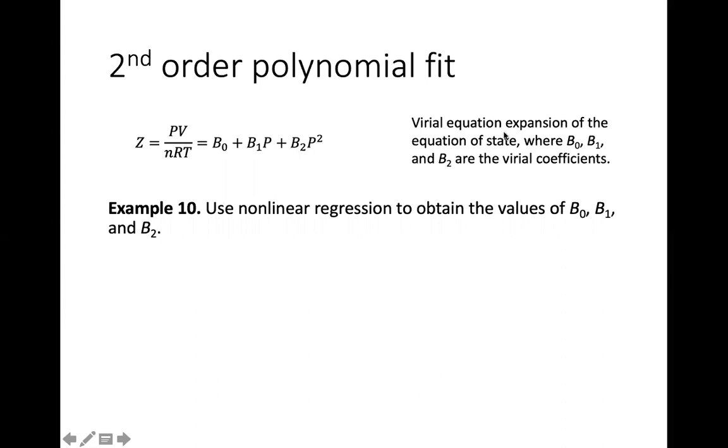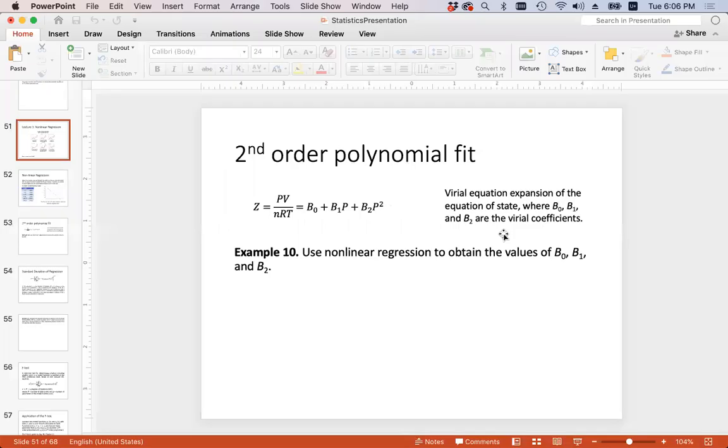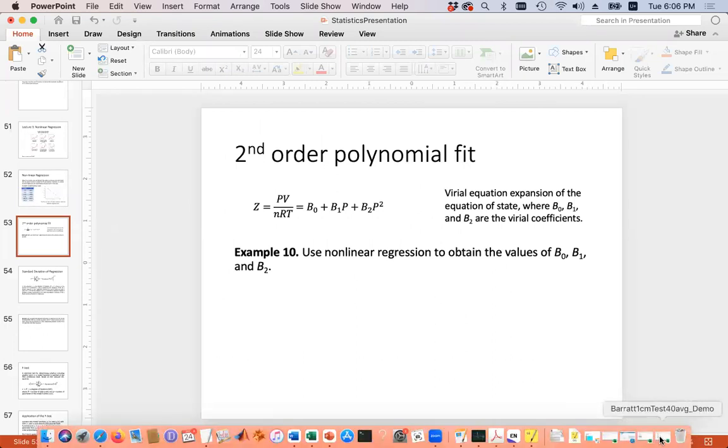But first, we're going to start with an example where we take the data set that was shown on the previous slide, and we're going to use a nonlinear regression to obtain the values of B0, B1, and B2. So let me exit the PowerPoint. I'm going to go to an Excel spreadsheet.